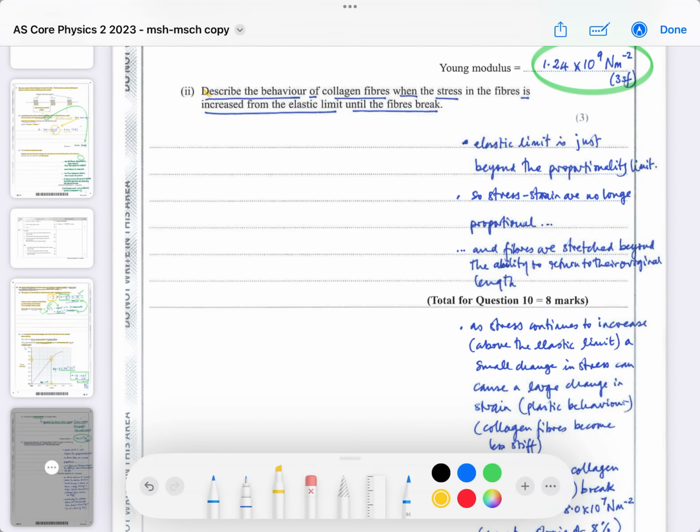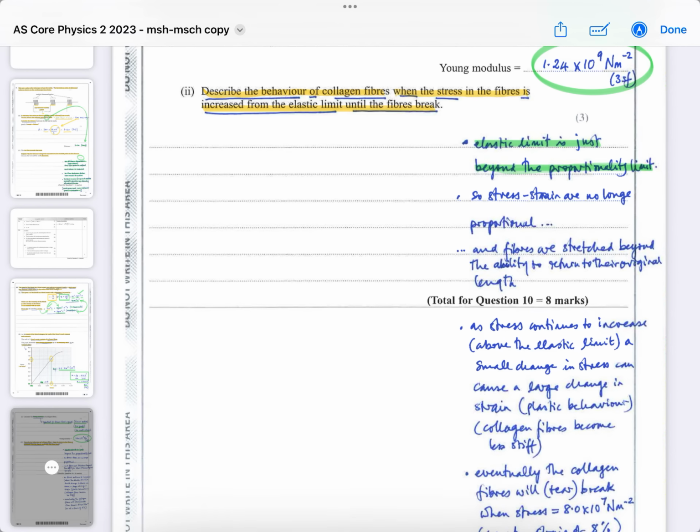The next bit says, describe the behavior, going back to my yellow color coding for reading the question, describe the behavior of collagen fibers when the stress is increased from the elastic limit until the fibers break. Okay, so where is the elastic limit? Okay, this is what you've got to first know. So this is for Andreas really, because he seemed to get confused with this question, and it's not much beyond GCSE.